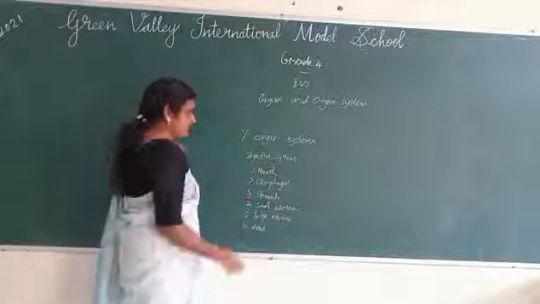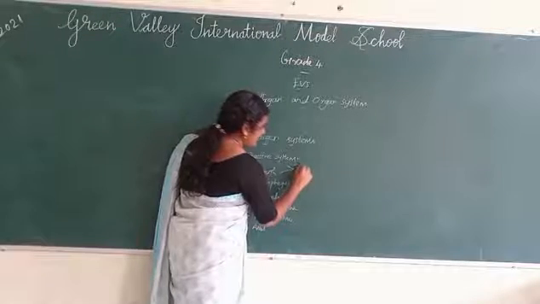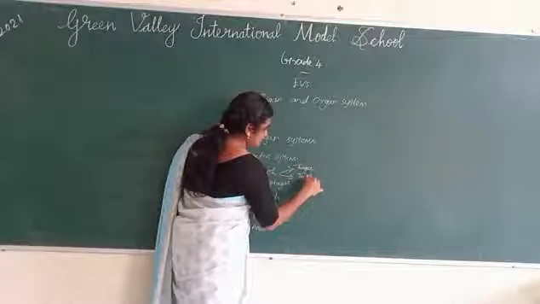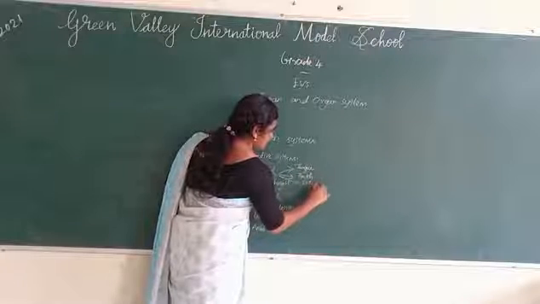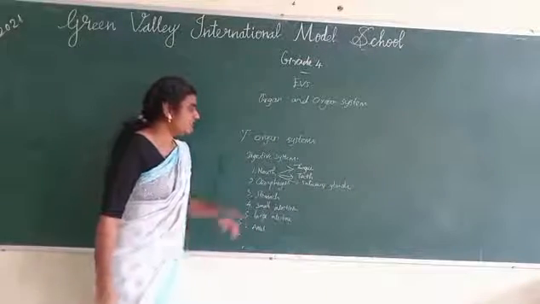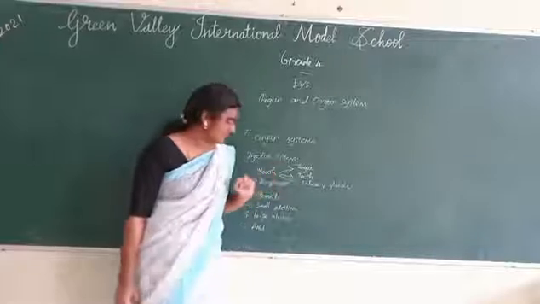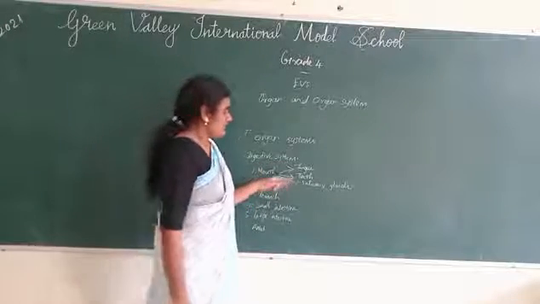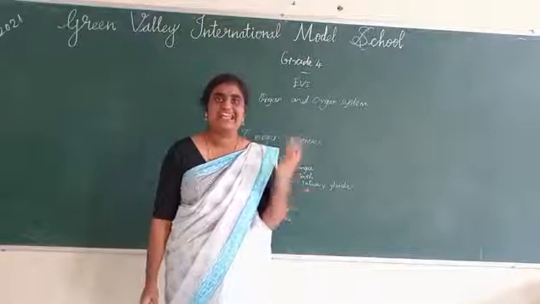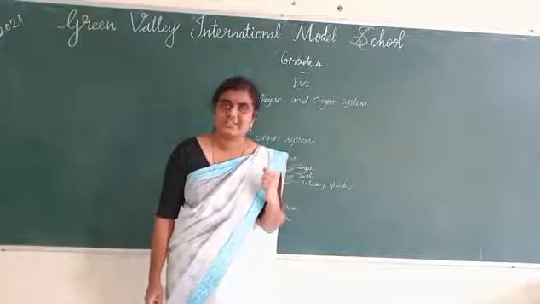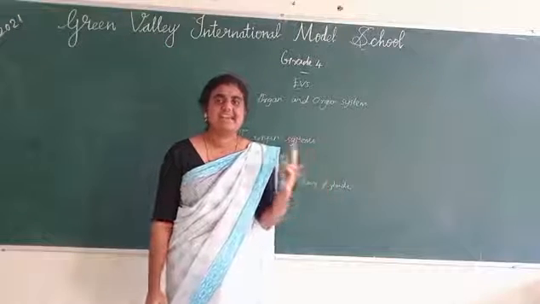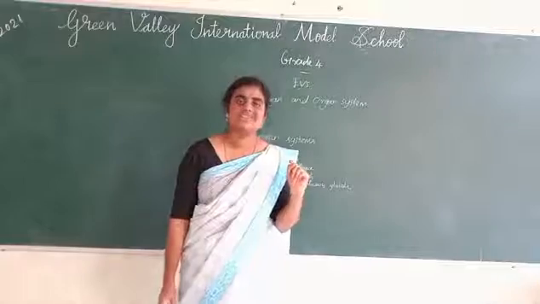Okay. So in the mouth we have the tongue, teeth, and salivary glands. The teeth have four main parts. They are incisors, canines, premolars and molars.